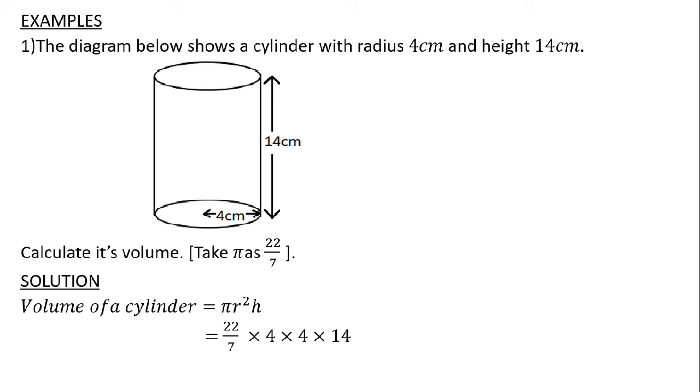When we divide 7 into 14, we'll get a 2. Multiply 22 times 4 times 4 times 2. What you are going to get is 704. So the volume of this cylinder is 704 cubic centimeters. We go to the next question.